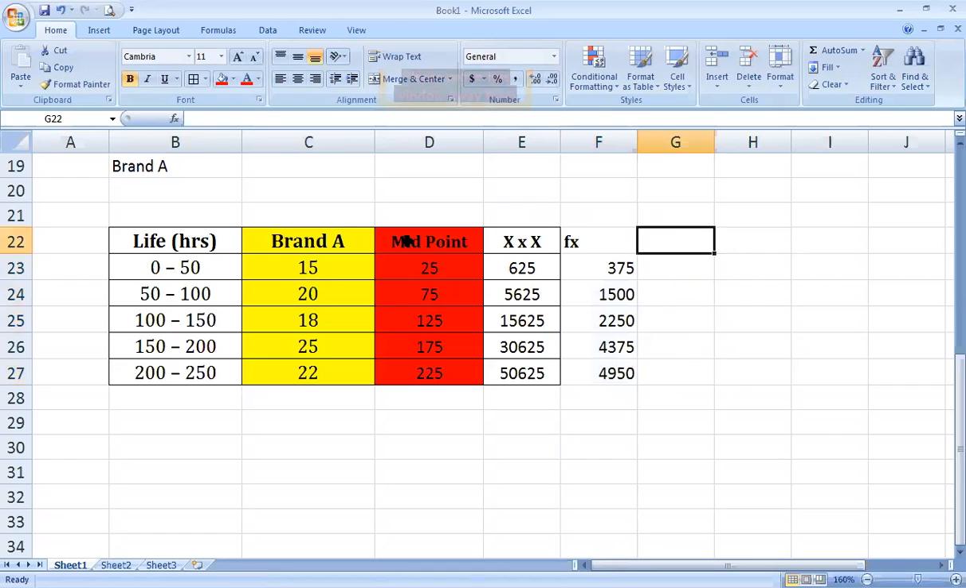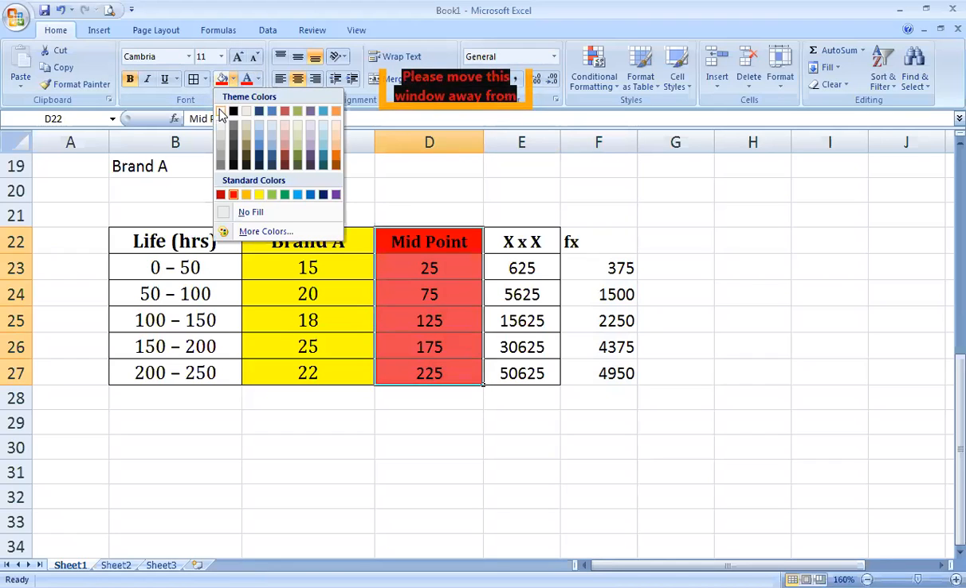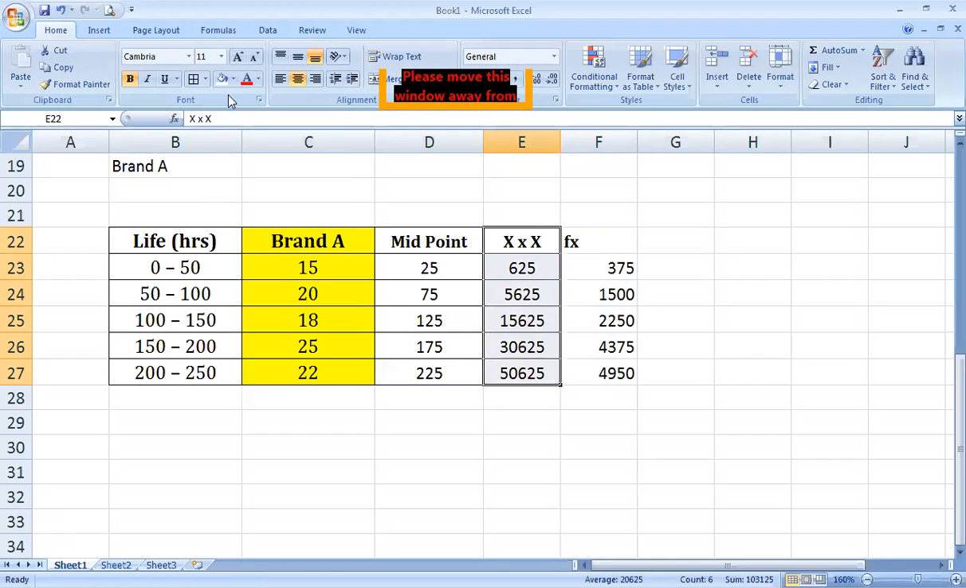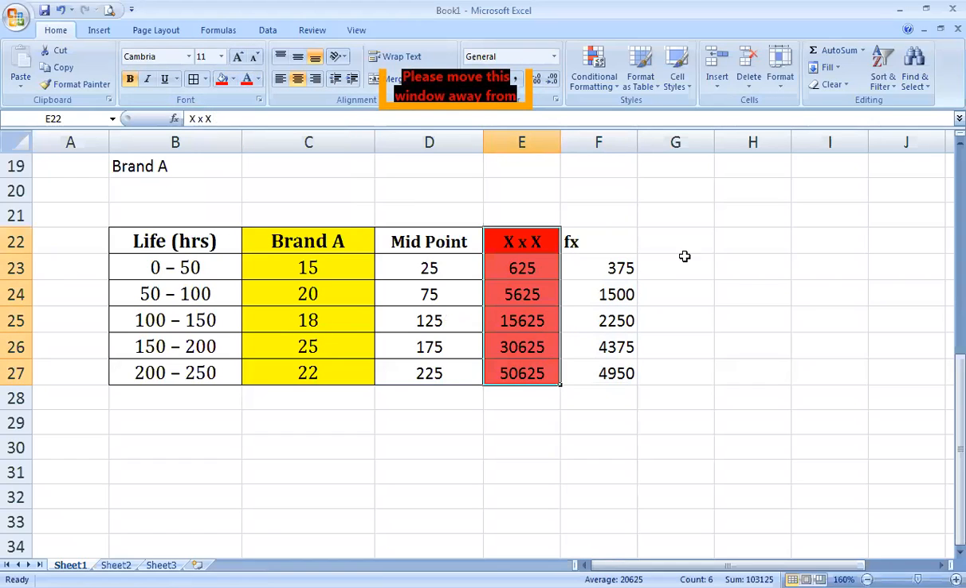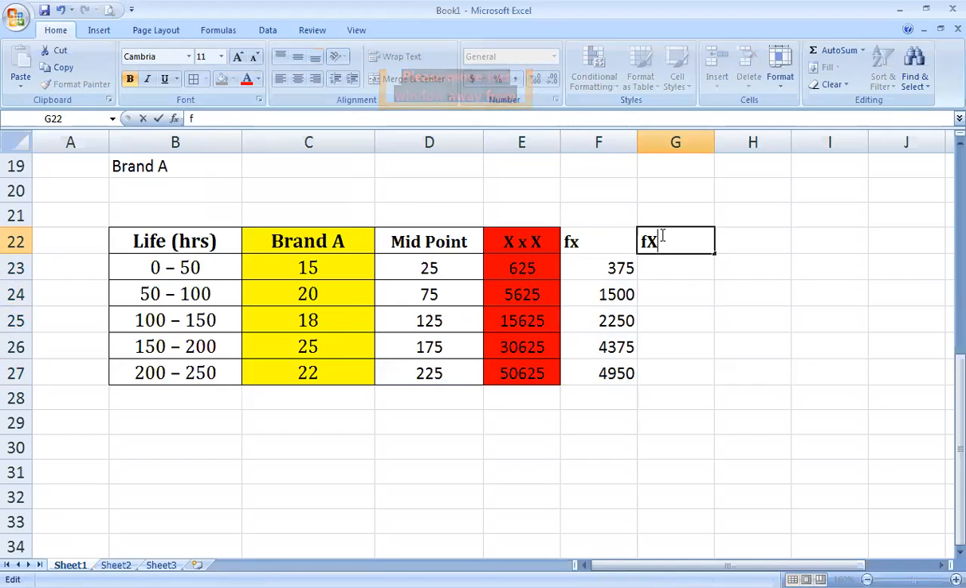Then we need to identify fx square. So this is our fx square, right? We need to multiply f into x square values. This is our f and this is our x square. I make this a small x into x, that is f x square, just for understanding purposes.